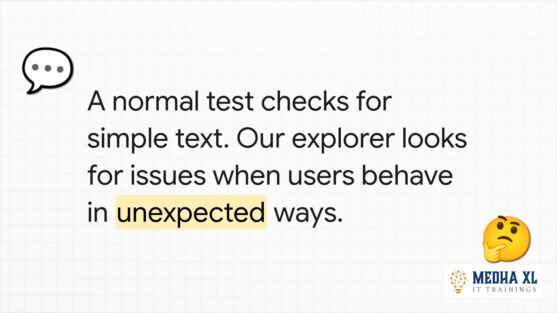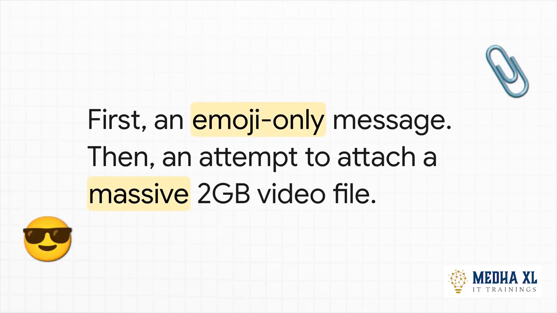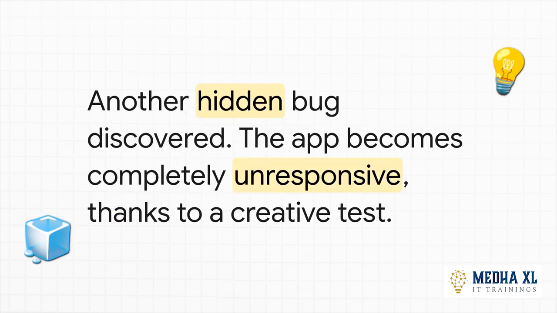Okay, here's another one. How about a chat app? Again, a normal test would probably just check if you can send a simple text message. Hello world, done. But our explorer decides to try a really weird combination. First, they send a message that has only emojis in it. Then, right after that, they try to attach a massive 2 gigabyte video file. Who does that? Well, they do. And boom, the app just freezes solid. That's another one of those hidden bugs you'd only find by combining actions in a way that, let's be honest, only a really curious or mischievous person would even think of.